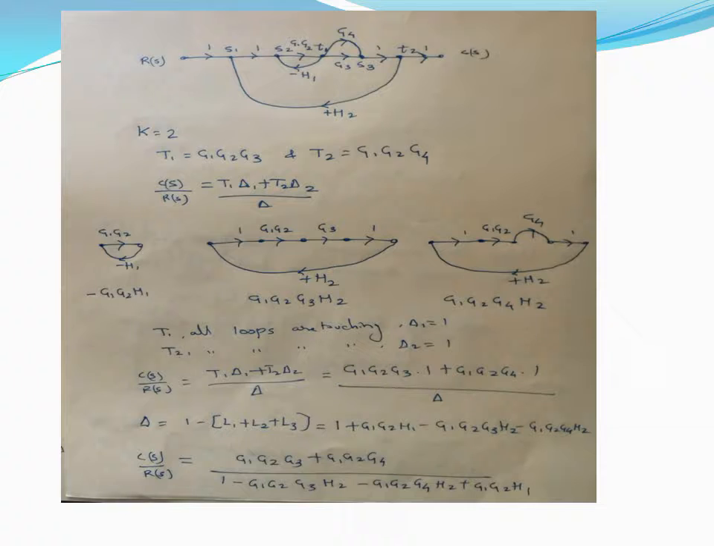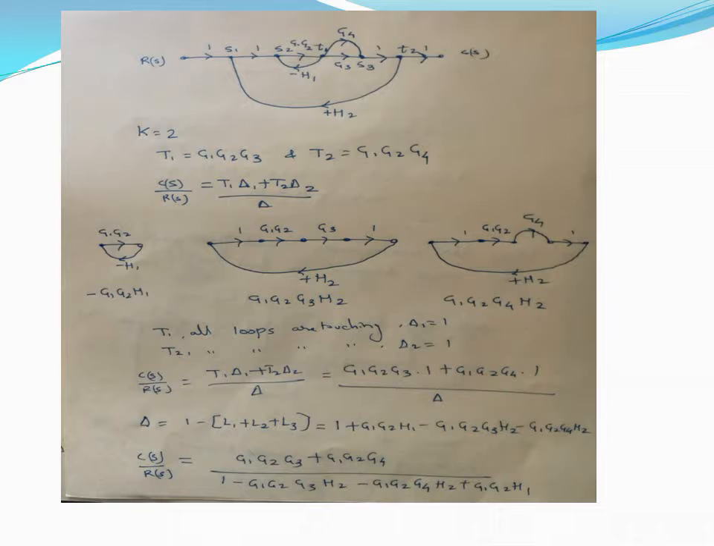And first we take delta 1. To find delta 1 we'll consider forward path 1. When you consider forward path 1, all the loops are touching this forward path. So when the loops are touching, the delta 1 value will become 1. For T2, also all the loops are touching the forward path. So in this also the delta 2 value will become 1. We'll just substitute that, and delta is 1 minus the sum of single loops plus the combination of two non-touching loops.